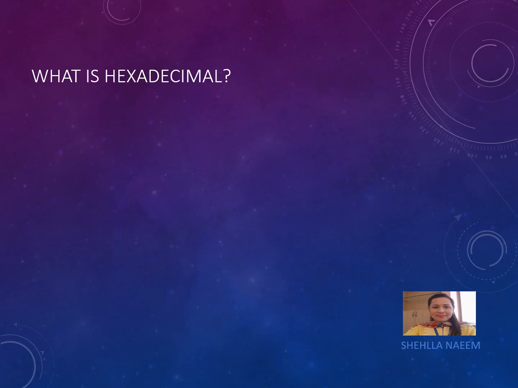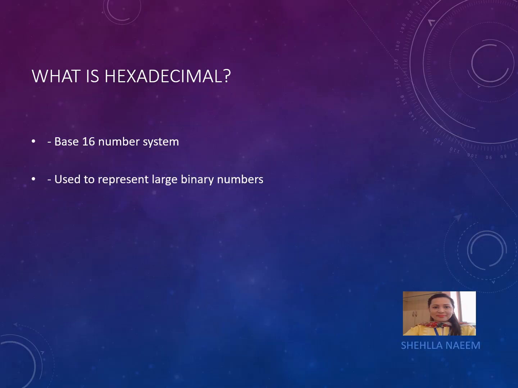What actually is a hexadecimal number system? It is a base 16 number system, and it is used to represent large binary numbers. Binary numbers go very long when it comes to space and storage. So in order to avoid that, we use the hexadecimal number system. It is common in computer systems.